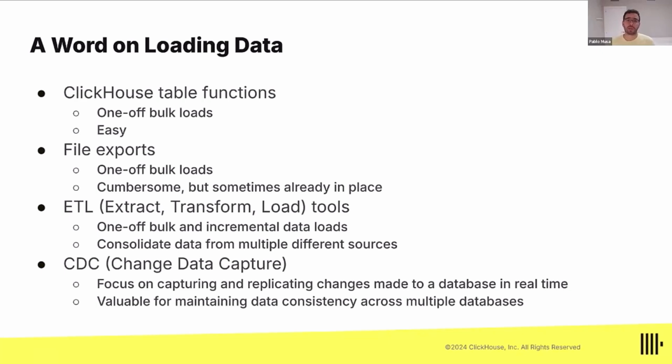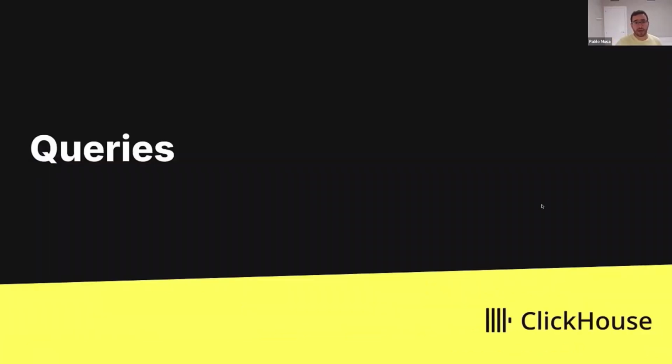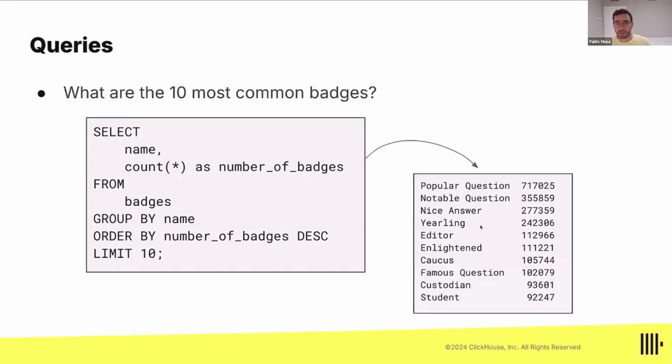That's different if you're talking about PostgreSQL, MySQL, MongoDB, where you have a use case for transactions within those. And then you have the analytics use case, so you want to keep them in parallel. That's when CDC really shines. So loading from BigQuery: create the table, import from GCS. We talked about that. And then a few tips on writing queries, right?